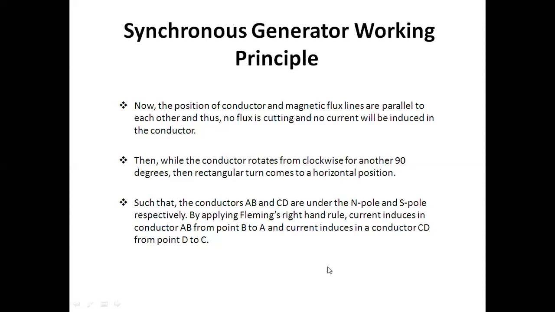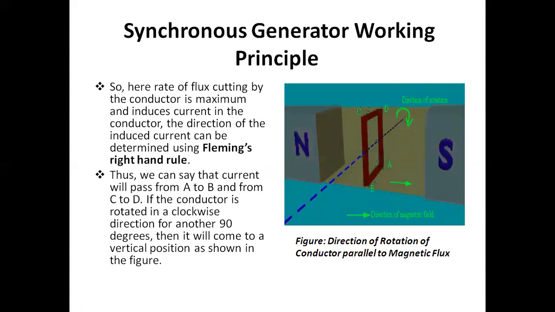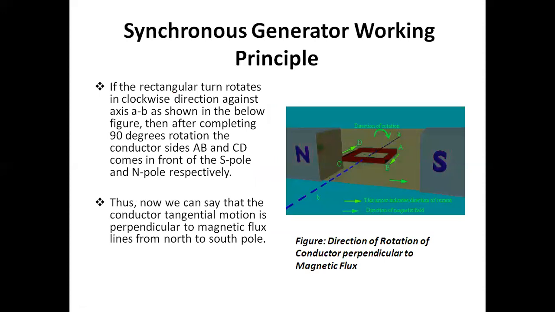So when we apply Fleming's right hand rule, the current in the portion AB points from B to A, while the current induced in conductor CD is from B to C. But in the previous discussion we have seen that when AB is under the south pole, the current direction is from A to B, and when CD is under the north pole, the current direction is from C to D.